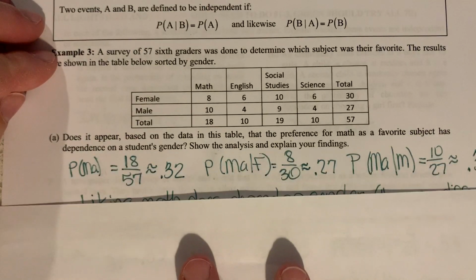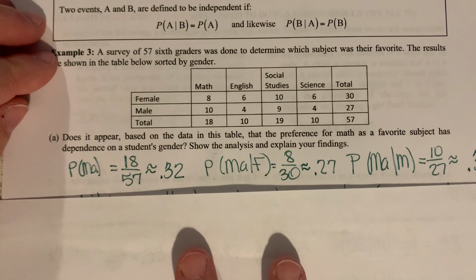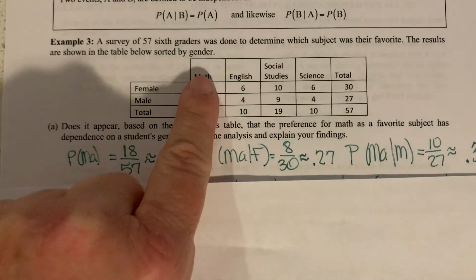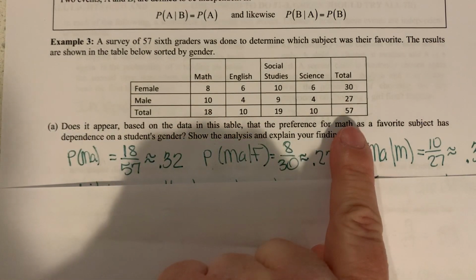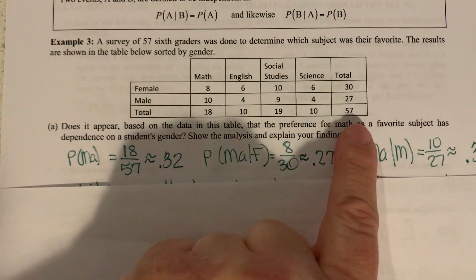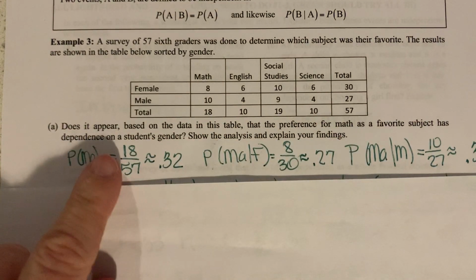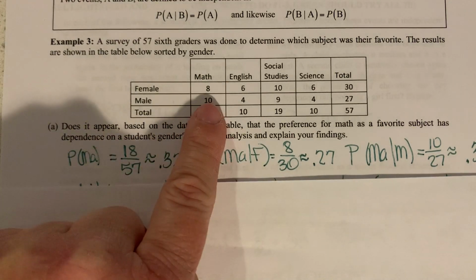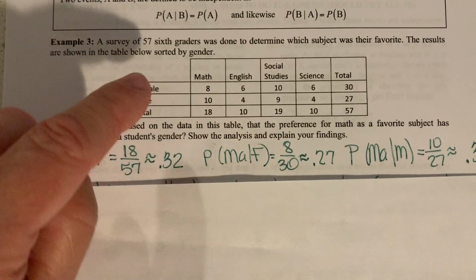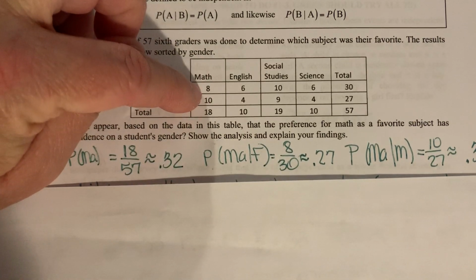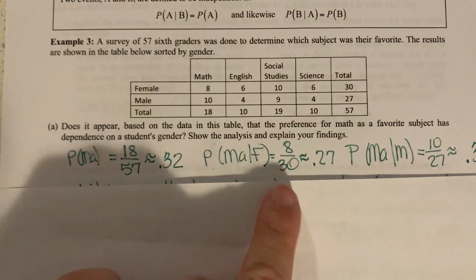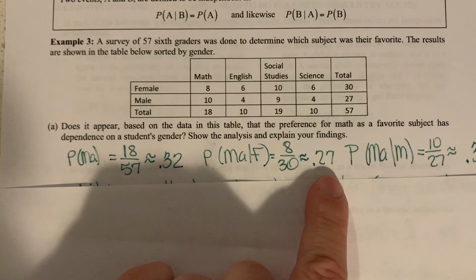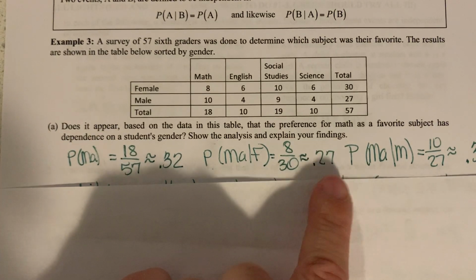All right, so let's see. So here's what we do, and I know you're seeing all the answers at once, but let's look at what we did. The probability that they liked math was simply a total of 18 out of 57. 18 people liked math out of 57. It was their favorite subject. So that's about 32%. But if you just looked at the females compared to the total, the number of females who liked math was 8 out of a total of 30 females. So the percentage of females, if we're only looking at females that liked math as their favorite subject, was 0.27.